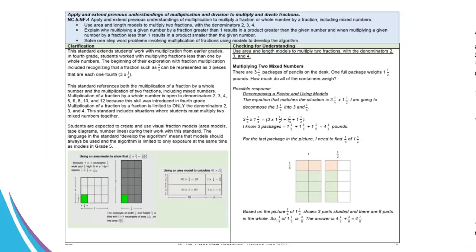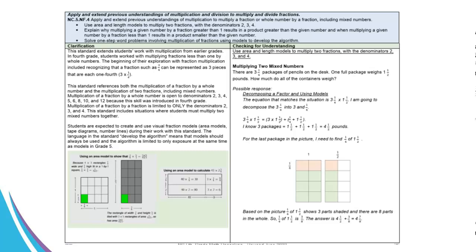And last but definitely not least is NC5NF4. This is the 3rd unit that has addressed NF4 this year. In Unit 2, we multiplied a whole number by a fraction and a fraction by a whole number. In Unit 3, we multiplied 2 fractions. In this unit, students will use reasoning to explain why when a factor is less than 1, the product will be less than the other factor. When a factor is equivalent to 1, the product will be equal to the other factor. And when a factor is greater than 1, the product will be more than the other factor.